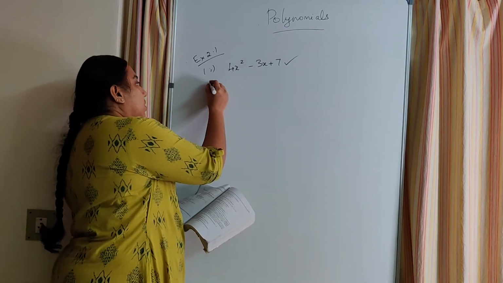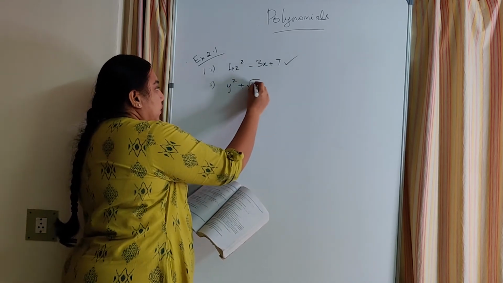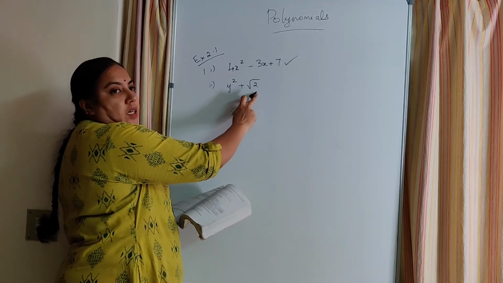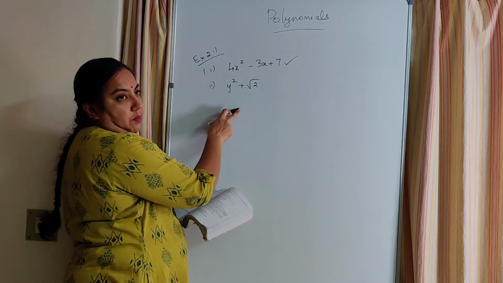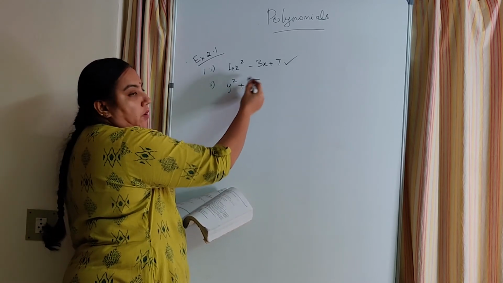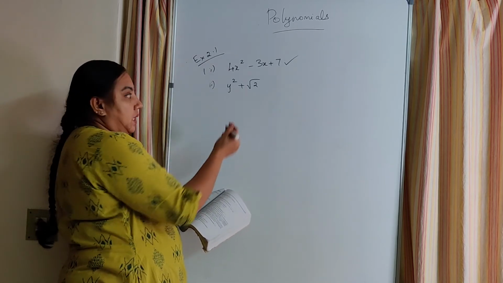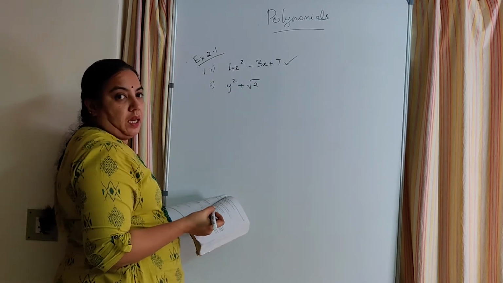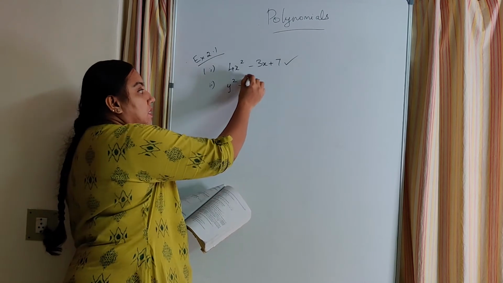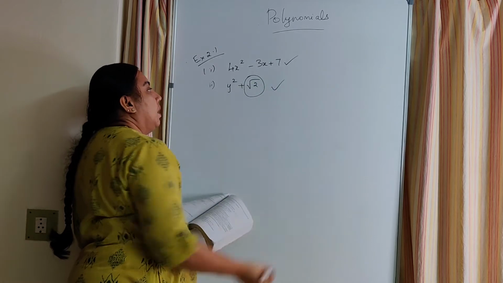The second question, y square plus square root of 2. Is this a polynomial? Yes, this is a polynomial. Even though it has a square root number, it is called a polynomial. If the degree of a polynomial is square root of 2, then it is not a polynomial. I said about the negative numbers; even if it is a square root number in the power, then it is not considered a polynomial. But this is a constant, the square root of 2 is a constant number.